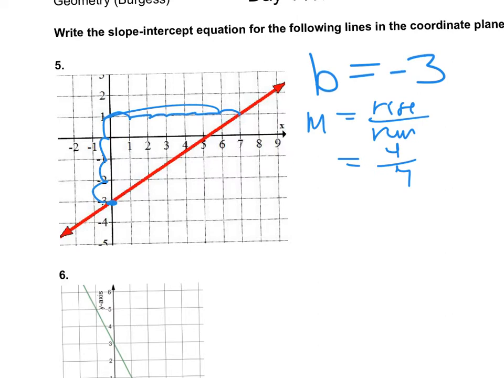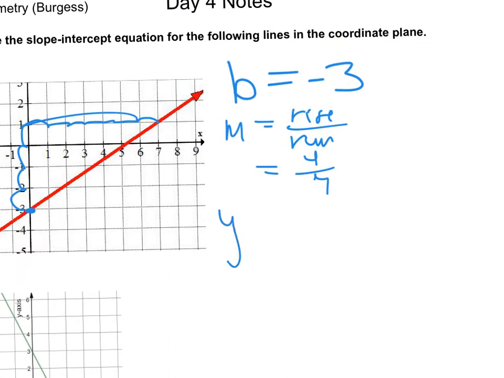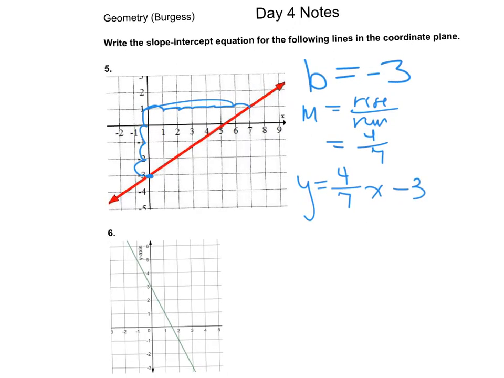Okay. And of course, up is in the positive direction, going to the right is in the positive direction, so our slope is positive. And if we want to write our equation here, we can write it as 4 over 7x minus 3. Yep. Okay. Okay, looks like we're good on that.